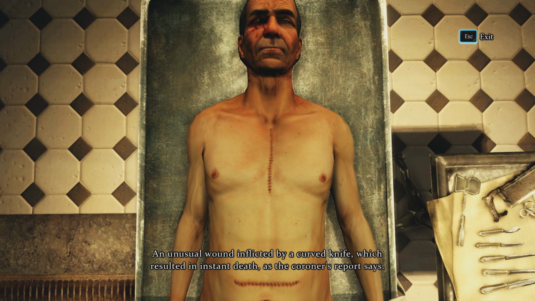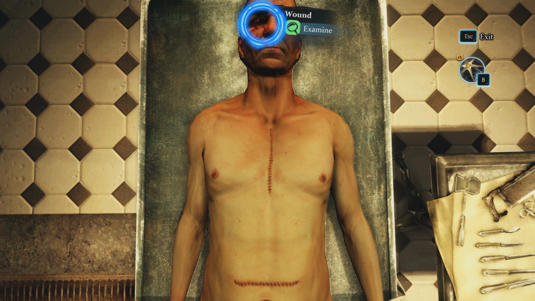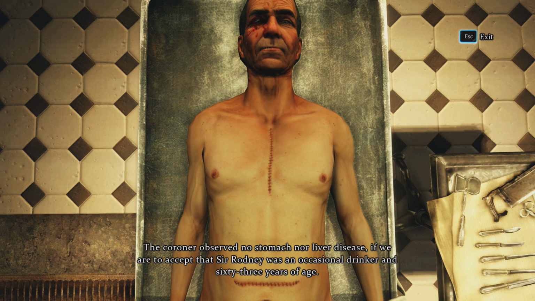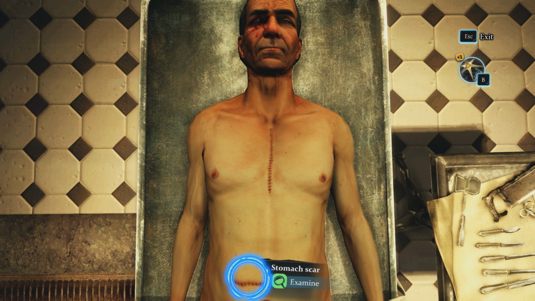An unusual wound, inflicted by a curved knife, which resulted in instant death, as the coroner's report says. Oh boy. According to the coroner, there were no cardiac problems nor lung congestion, but there were traces of fungus, possibly contracted from the Egyptian tombs. Makes sense. The coroner observed no stomach nor liver disease, if we're to accept that Sir Rodney was an occasional drinker and 63 years of age. Okay.